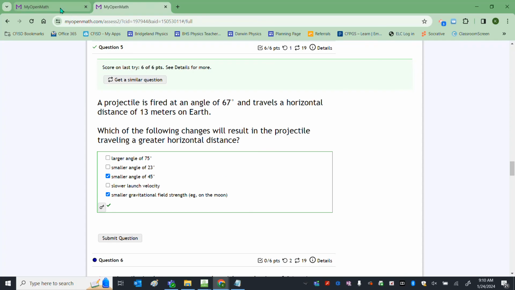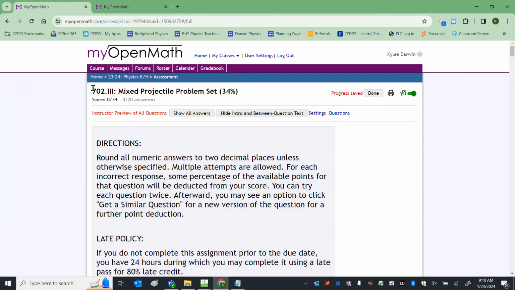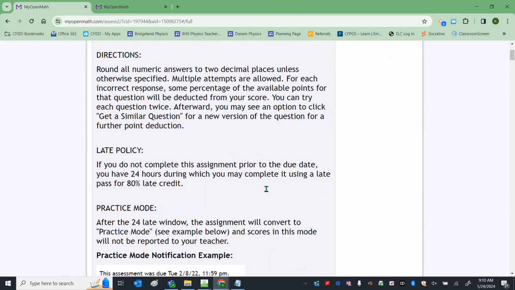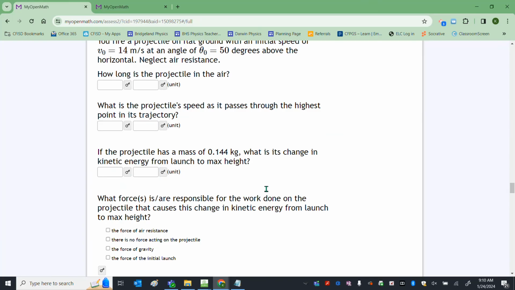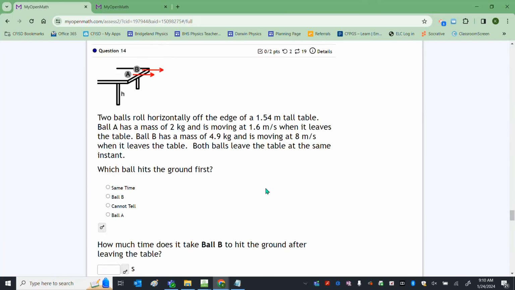The other questions that I suggested you look at were on this assignment, 702.3 mixed projectile problem set, starting with number 14. So I'm going to scroll all the way down to 14, which is this one. It says, 2 balls roll horizontally off the edge of a 1.54 meter tall table. Ball A has a mass of 2 kilograms and is moving at 1.6 meters per second. Ball B has a mass of 4.9 kilograms and is moving at 8 meters per second. Both of the balls leave the table at the same instant. Which hits the ground first?